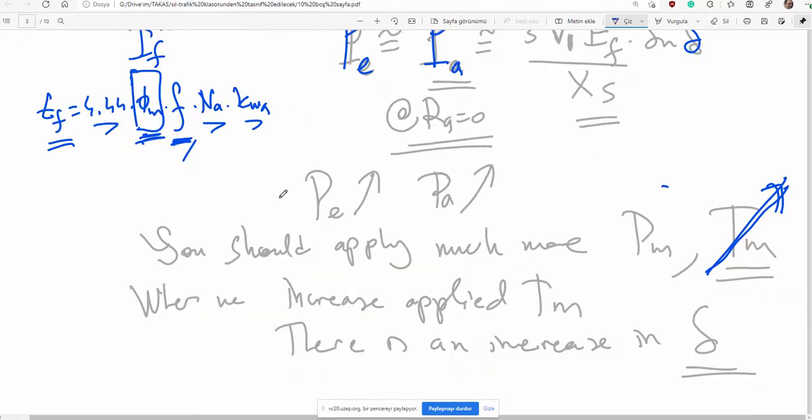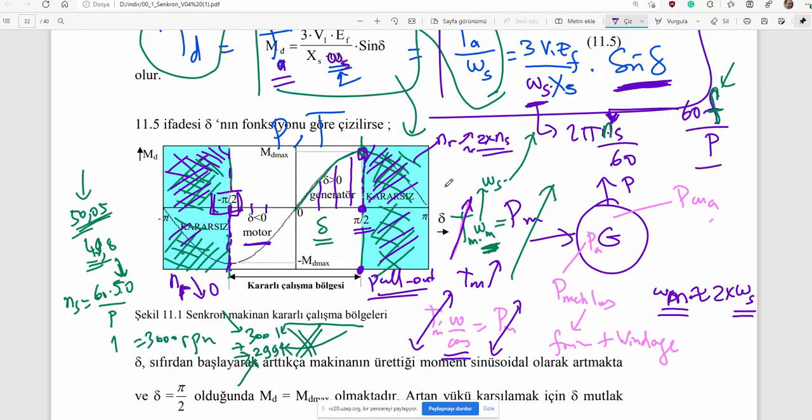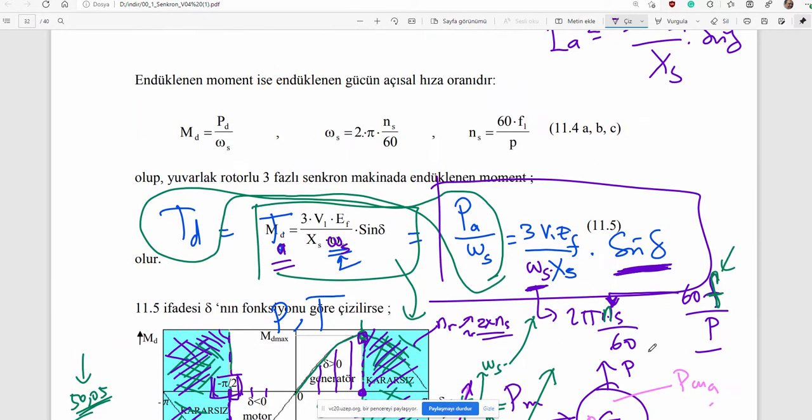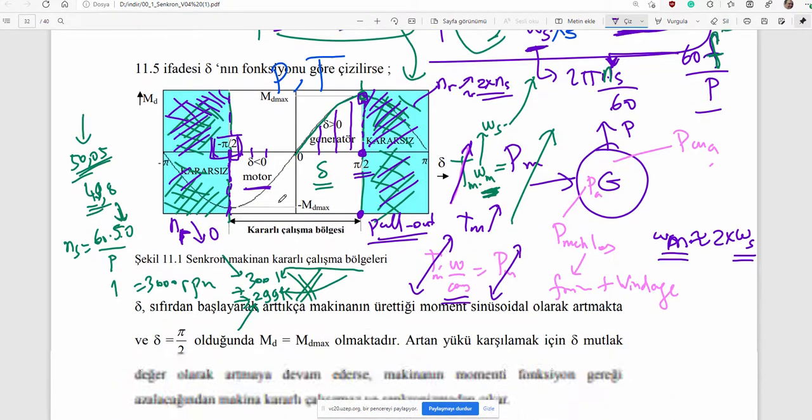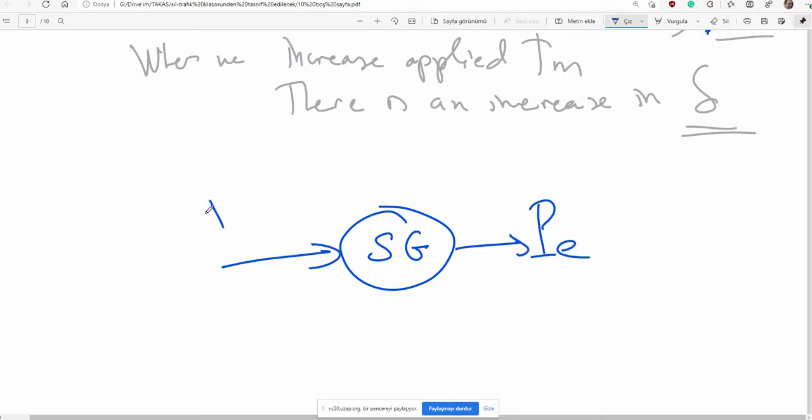Okay, we talk about power balance. We have interpreted the stable operating region and why delta will increase. We have discussed it from a system point of view. Let's say here's a synchronous generator, here's the electrical output, here's the mechanical input. The mechanical input is controlled by applied torque.